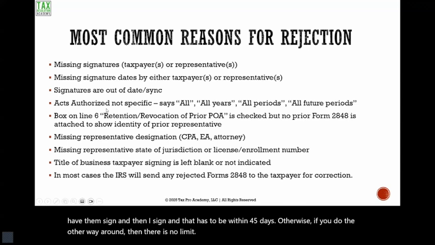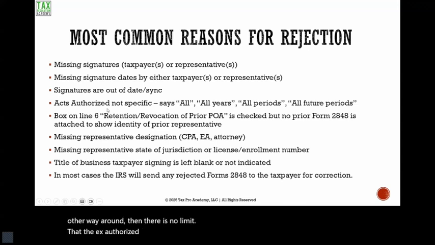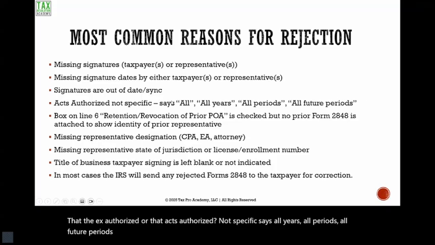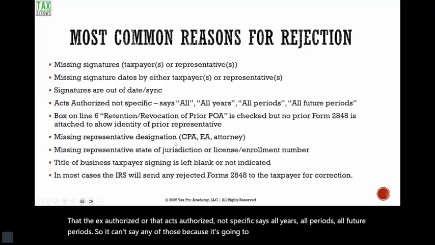That the acts authorized are not specific, it says all years, all periods, all future periods. So it can't say any of those because it's going to get rejected.